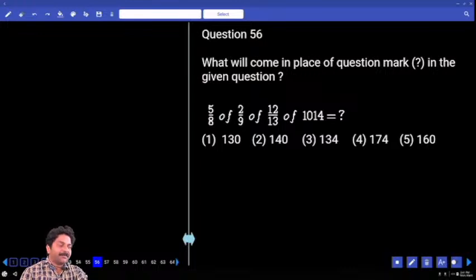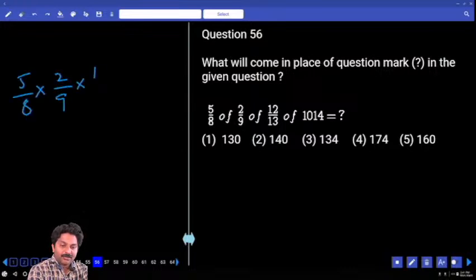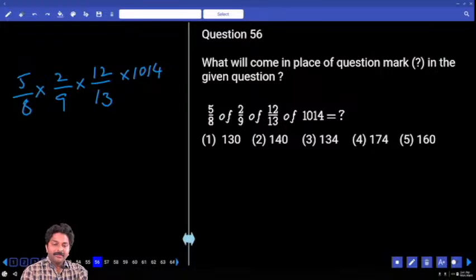That means all are product only. Right. So now what I'll do is directly write numbers. 5 by 8 into 2 by 9 into 12 by 13 into 1014. Agreed? 5 into 10. 5 into 2, that is 10. Agreed?